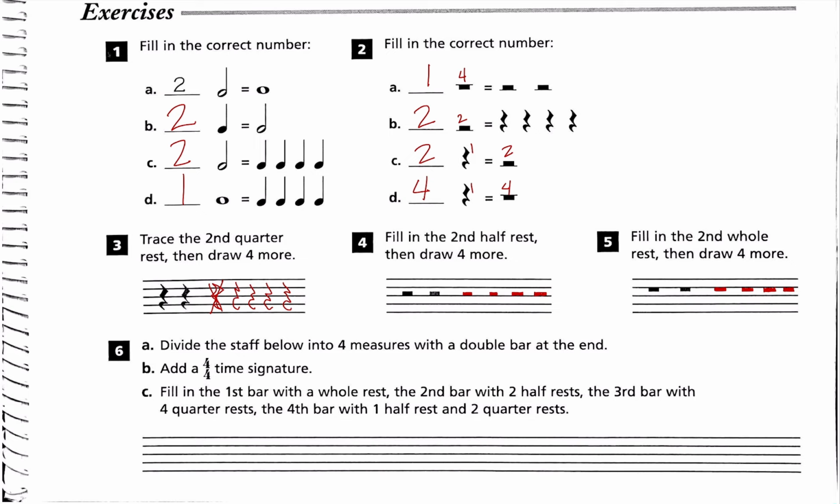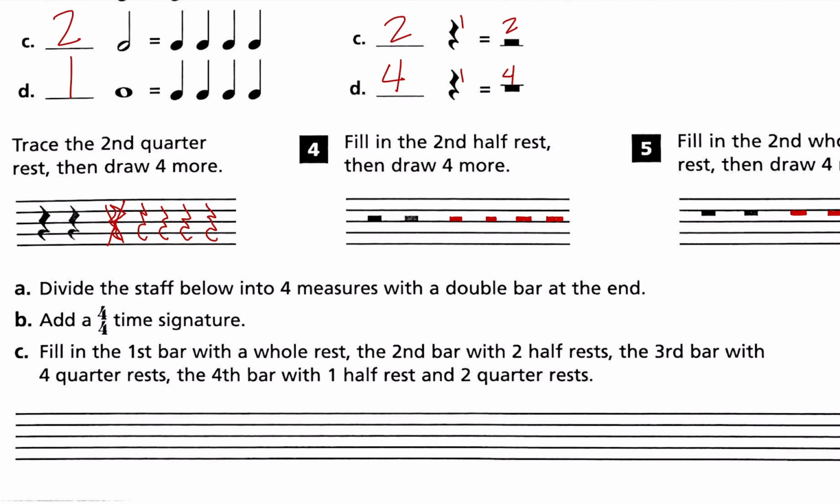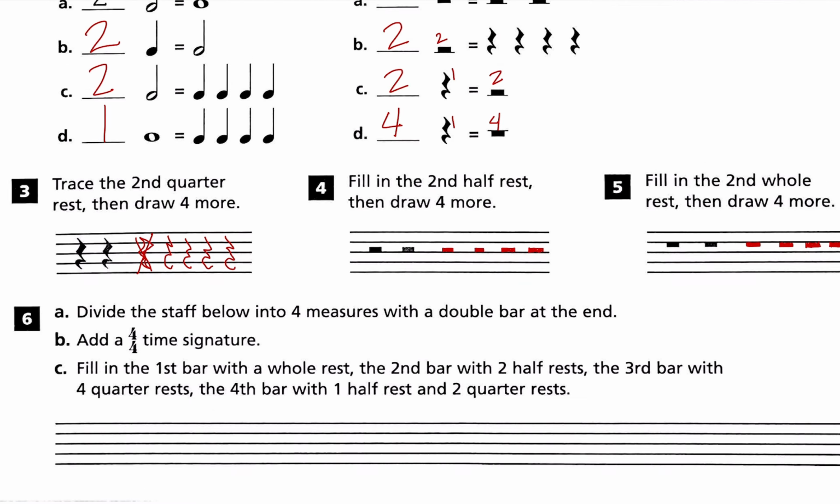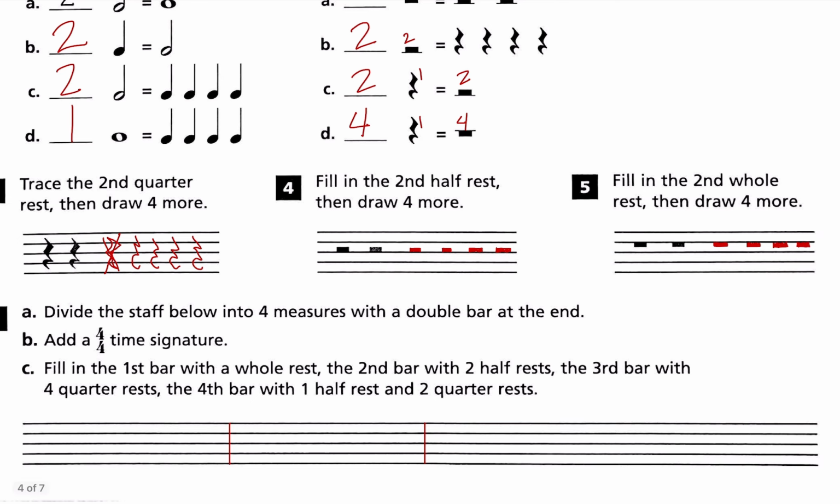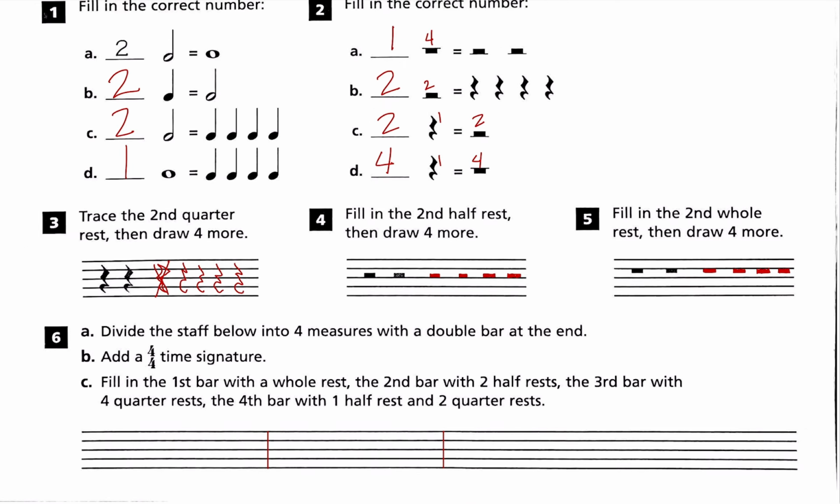On number 6, it wants us to practice all of these things. Number 1, divide the staff into 4 measures with a double bar line at the end. Those aren't terribly equal, but we'll pretend like they are. And that double bar line is kind of ugly, but we'll pretend like it's not. Put a 4/4 time signature at the beginning.